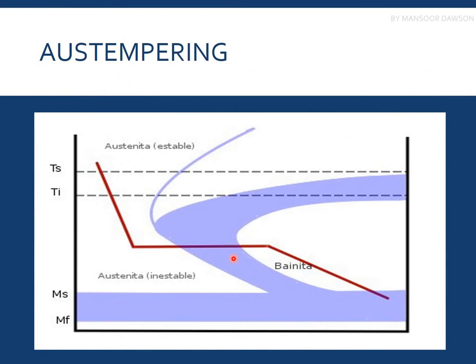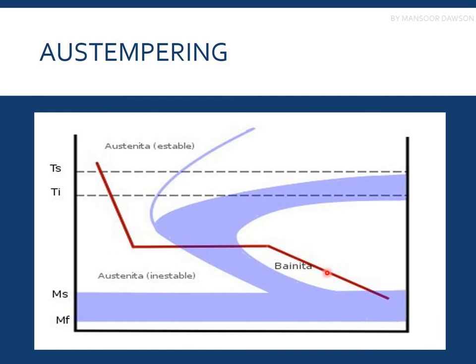There is one very important heat treatment process which is called tempering, in which we heat the material to the austenitic phase and then hold it below the pearlitic region and above the martensitic start temperature, in order to get the bainite.